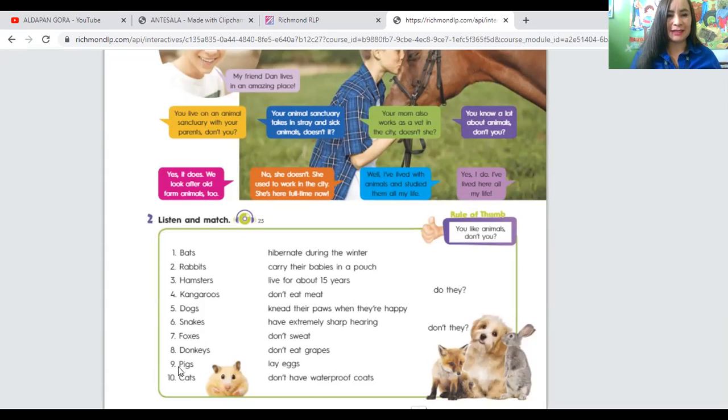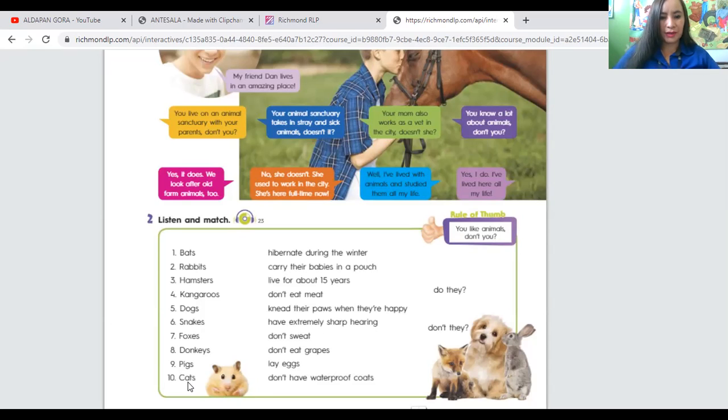What about cats? Cats knead their paws when they're happy, don't they? Very good. Claps for you. You understand this activity. Perfect. I don't know if you want to ask me questions. If you need that I repeat the sentences, I'm gonna do it.